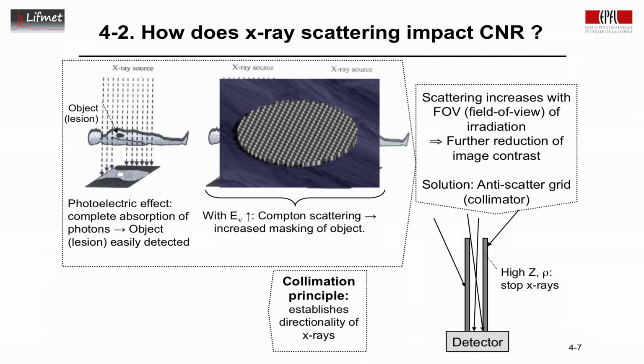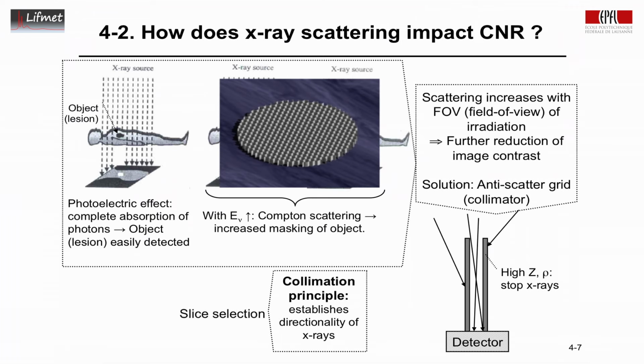This collimation principle is a brute force way of establishing the directionality of the X-rays. If there's a way we could detect not only the X-ray, but also say, well, it came in this direction or that direction, this would be the perfect experiment to do. We wouldn't need it, but this is not very easy to do. So this is a brute force way of establishing the directionality of X-rays by elimination of those X-rays that do not fulfill the geometric requirements of the detection.